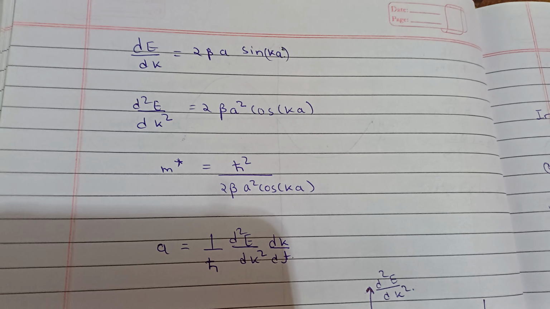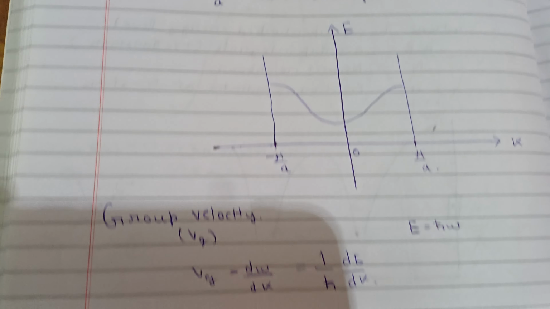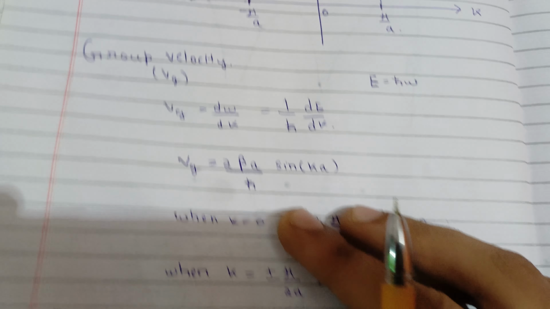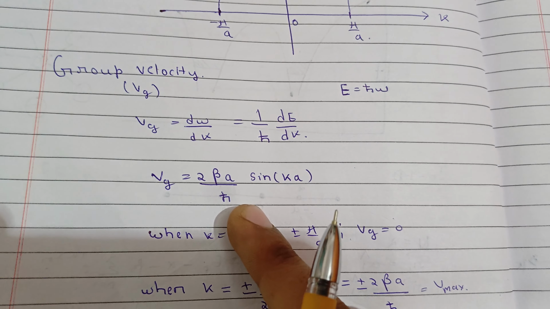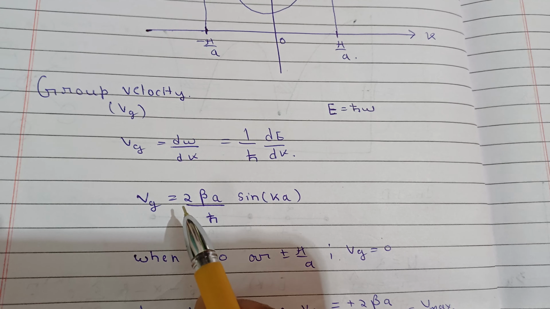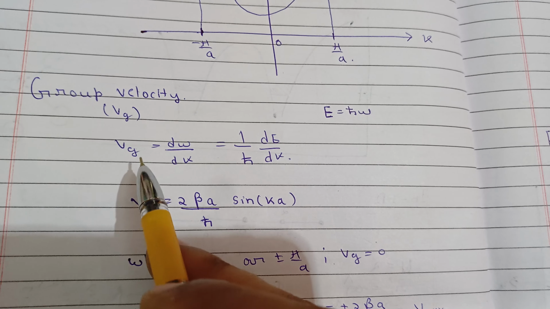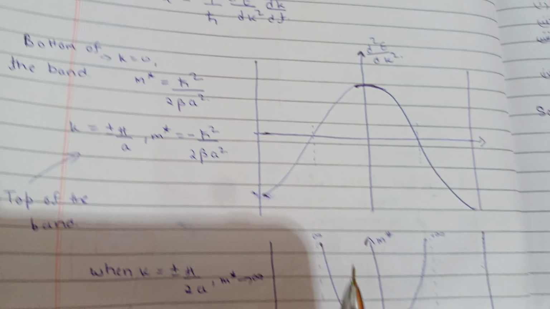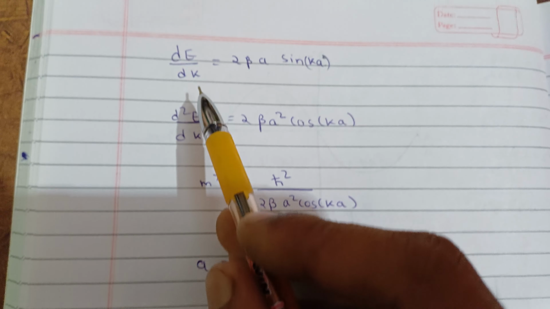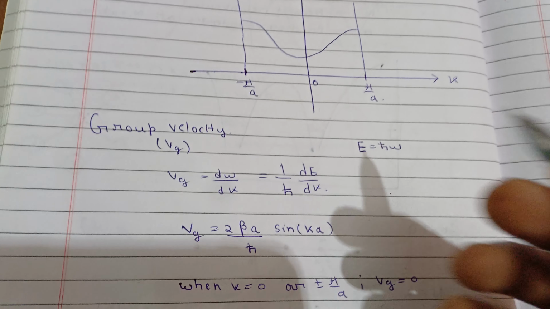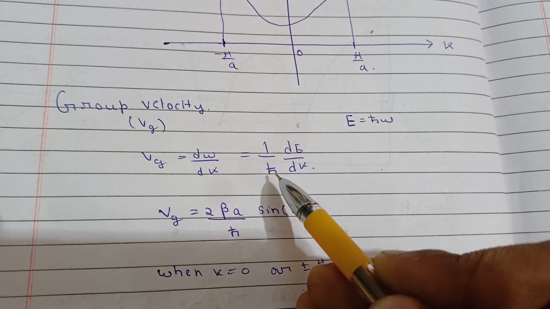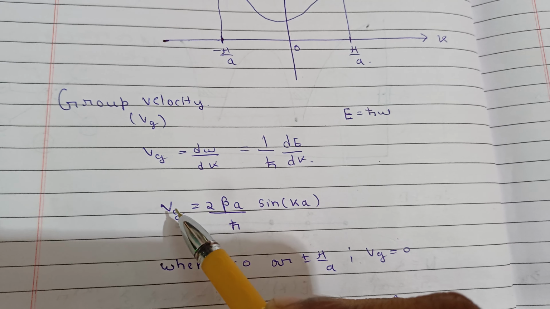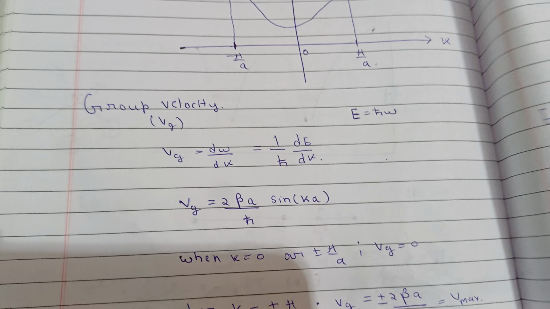Now let's try to find the effective mass of the particle we were discussing here. Vg was this, and so let's see what dE by dk is. From here we can find it: it is h cut Vg, and h cut Vg is nothing but 2 beta a sin k.